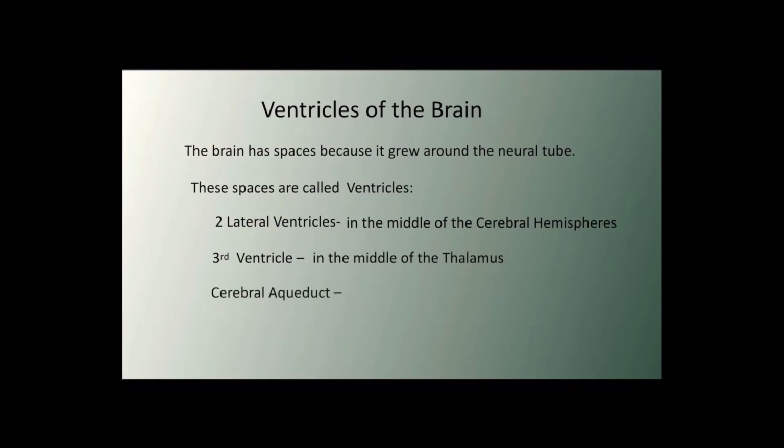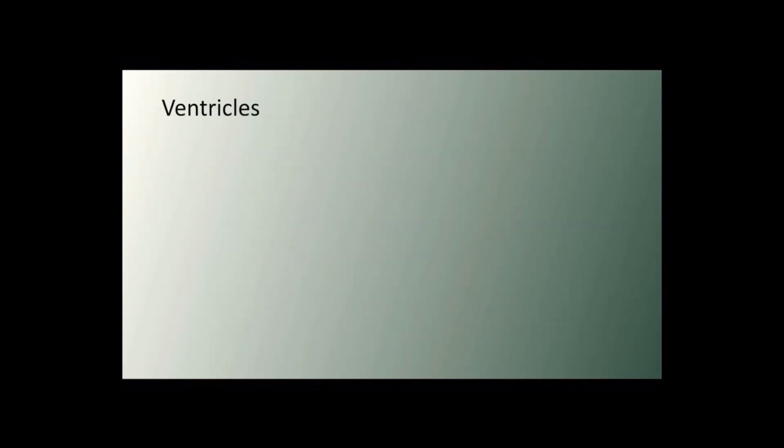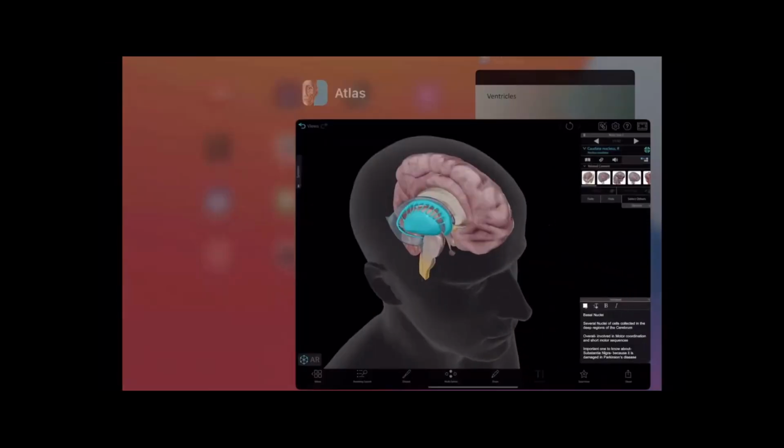And we have the cerebral aqueduct between the third and the fourth. That's right, the cerebral aqueduct connects the fourth ventricle. And the fourth ventricle is between the cerebellum and the brainstem. Let's take a look at these ventricles.